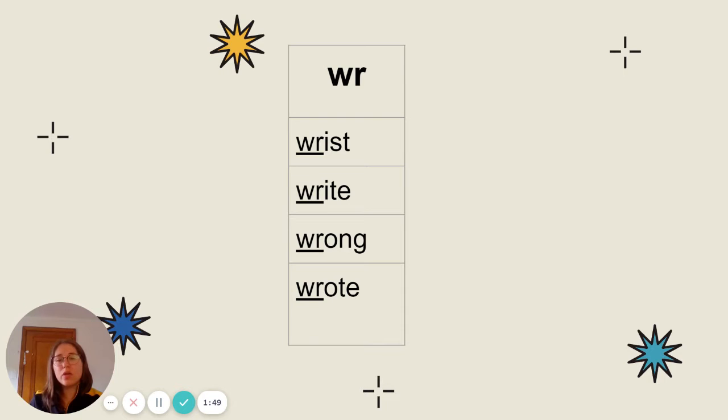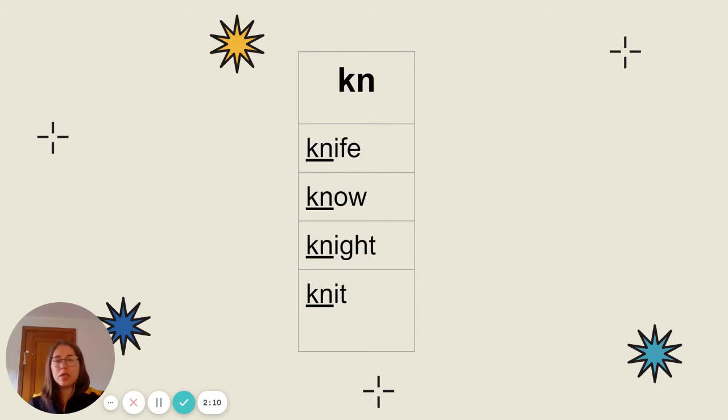Go ahead and say them with me. Wrist, right, wrong, and wrote. Wrist is spelled W-R-I-S-T. Right is spelled W-R-I-T-E. Wrong is spelled W-R-O-N-G. And wrote is spelled W-R-O-T-E. Pause the video if you need to get those copied down.